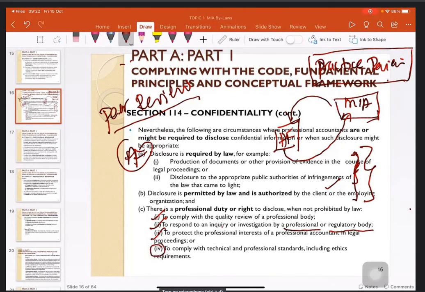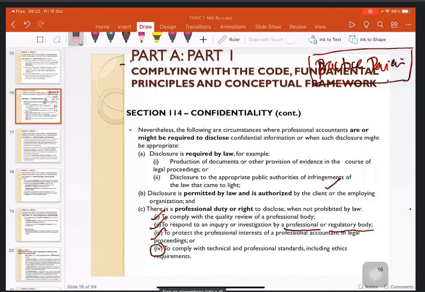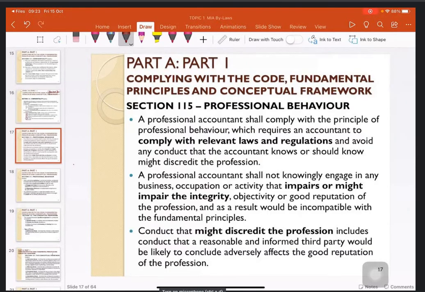Number 4, okay? Number 4 dia referring kepada ethical clearance. Kenapa kita katakan ethical clearance? Right? I think dah belajar dalam first audit paper. Ethical clearance. Ada tak? So ada change of auditor. Okay, so under that situation, you can disclose the information kepada third party tetapi with the consent daripada client.